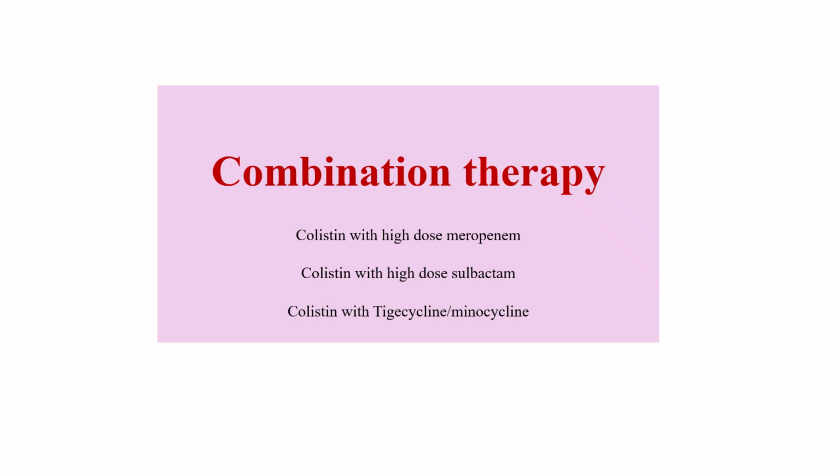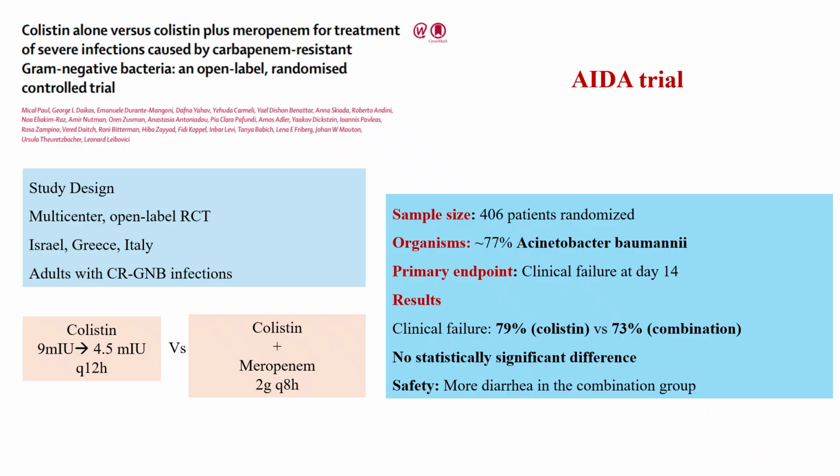Colistin with high dose meropenem: there are two studies, the IDA study and the OVERCOME trial. In both trials, it has not been shown to be beneficial. Probably a little bit more side effects are there once you give high dose meropenem. The routine use right now is colistin in combination with tigecycline or minocycline based on the phenotypic susceptibility.